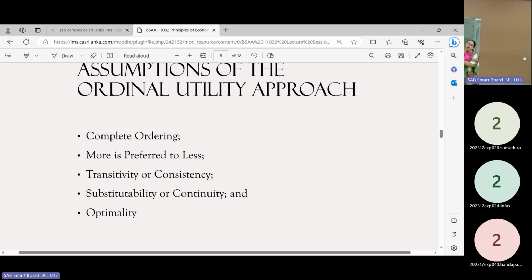Next one, optimality. Substitutability or continuity. That means you assume that you will continue to substitute one good for another if you are substituting. And optimality, you are trying to maximize your satisfaction. There is no other reason. You want to get the maximum satisfaction. So these are the assumptions of the ordinal utility approach.